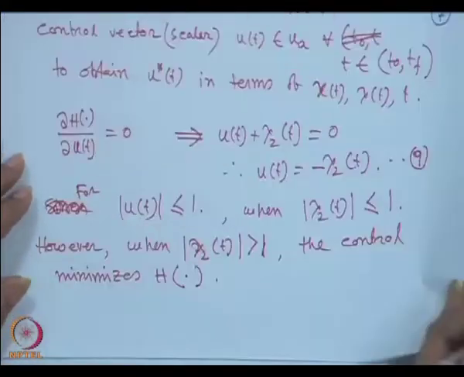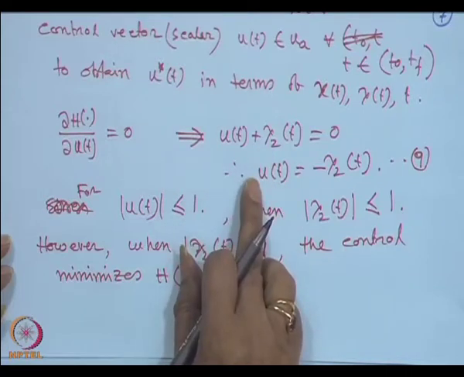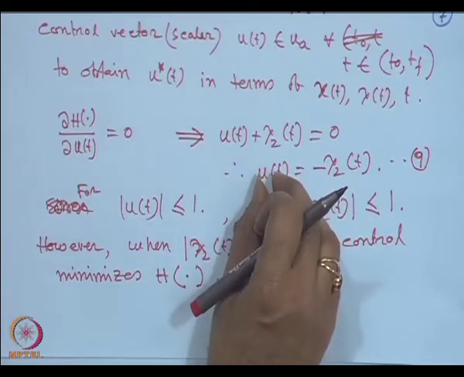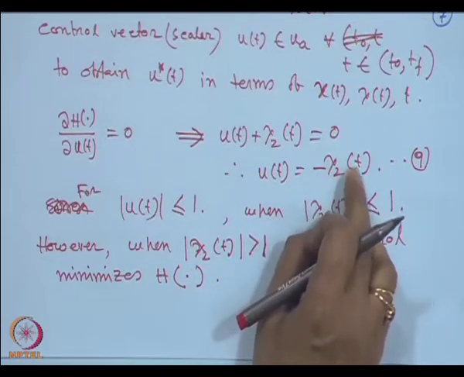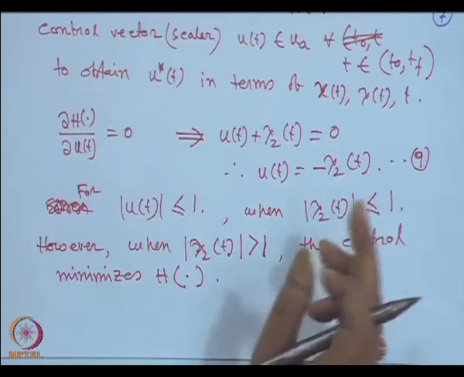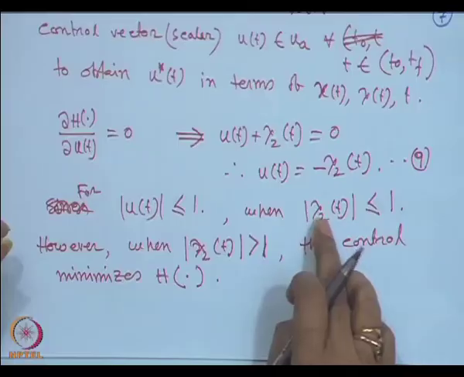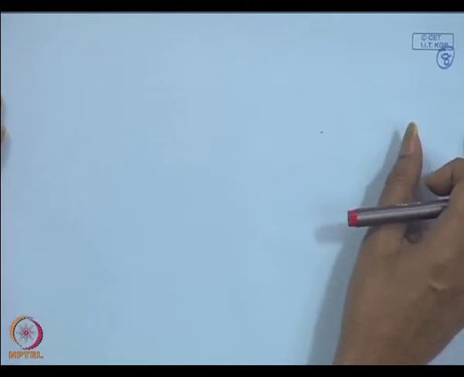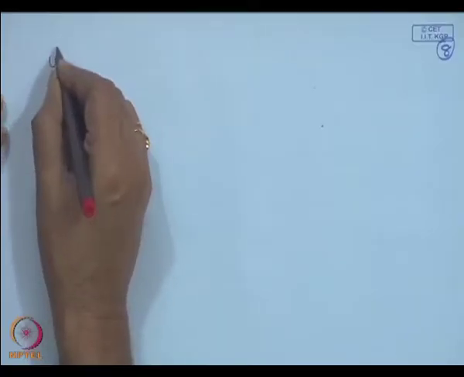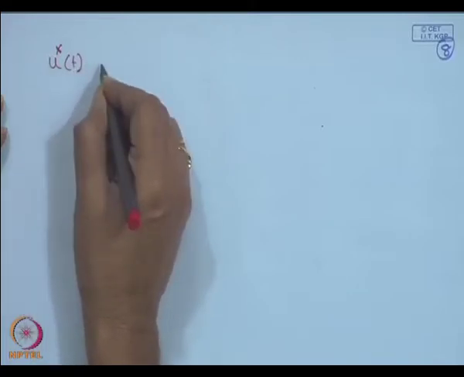What is this? Now, look at this. This is the necessary condition. Since we know mod of u of t is less than or equal to 1, this will be less than or equal to 1 when mod of lambda 2 is less than or equal to 1. But what is the guarantee that lambda 2 will always be less than or equal to 1? It may be a situation that mod of lambda 2 of t is greater than 1. In that situation, what should be the control law we should adopt, to minimize the Hamiltonian function? So our control strategy should be like this way.